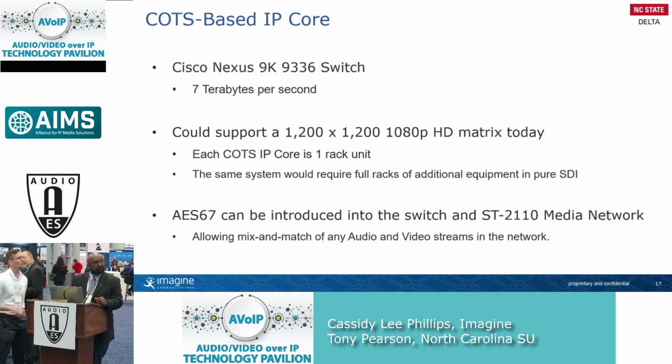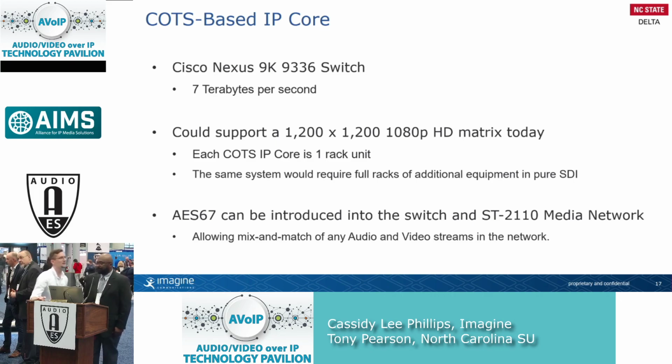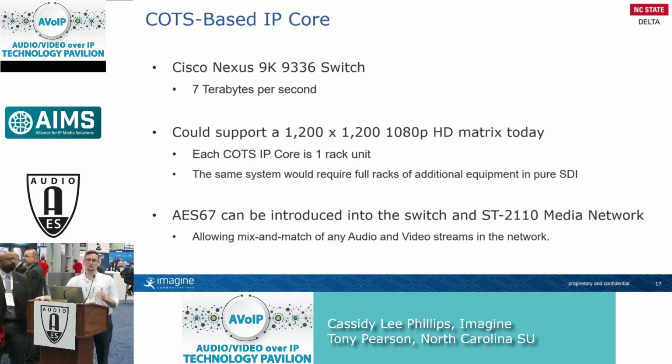Talk a little bit about the Nexus, if you don't mind. So the Cisco Nexus switch that Tony's using can handle 7 terabytes per second. So we could support, if you're thinking in SDI terms, a 1,200 by 1,200 3G matrix. So that's one rack unit doing everything that you would need two 28RU routers to do in the SDI world.